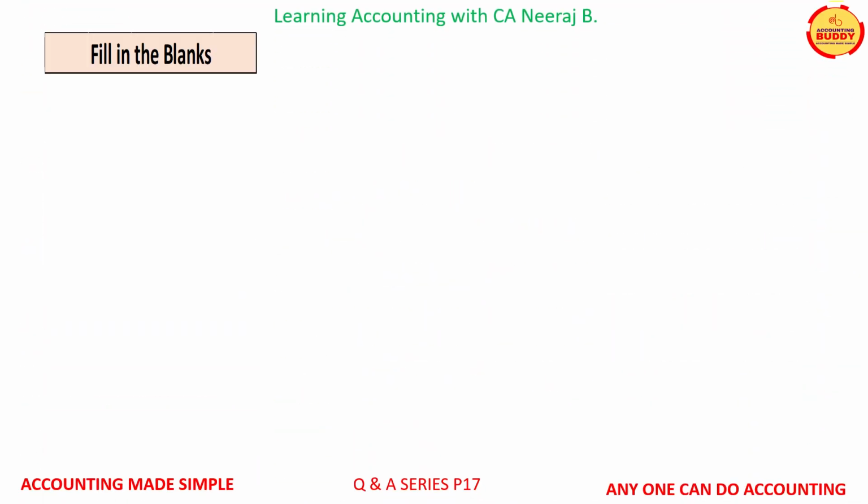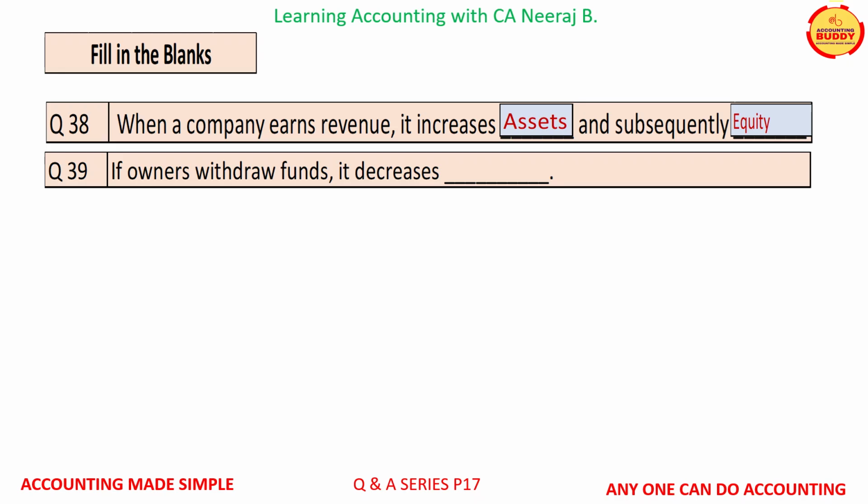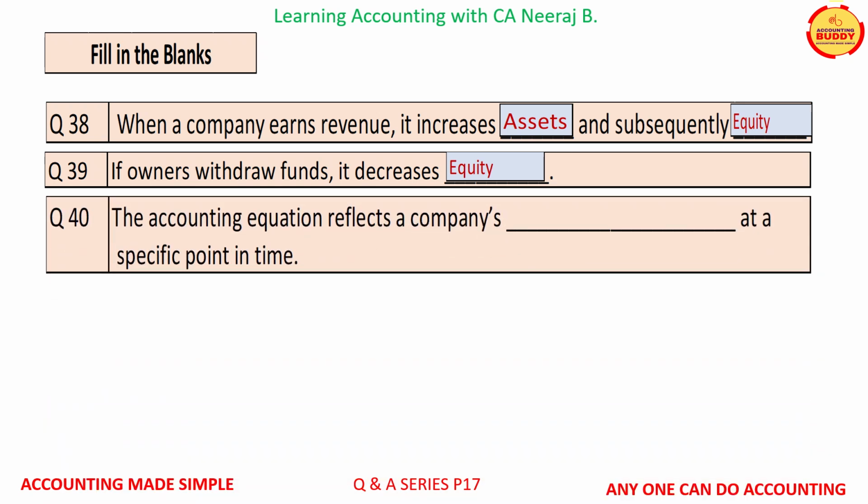Let us try few fill in the blanks questions. The question number 38 on your screens is when a company earns revenue, it increases dash and subsequently dash. The answer is assets and equity. Question number 39, if the owner withdraws funds, it decreases dash. The answer is equity. It decreases equity. Question number 40, the accounting equation reflects a company's dash at a specific point in time. The answer is financial position.